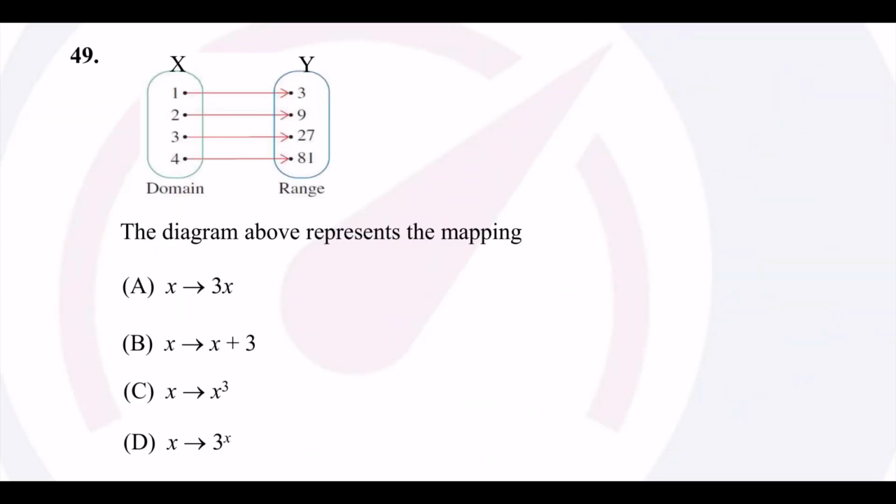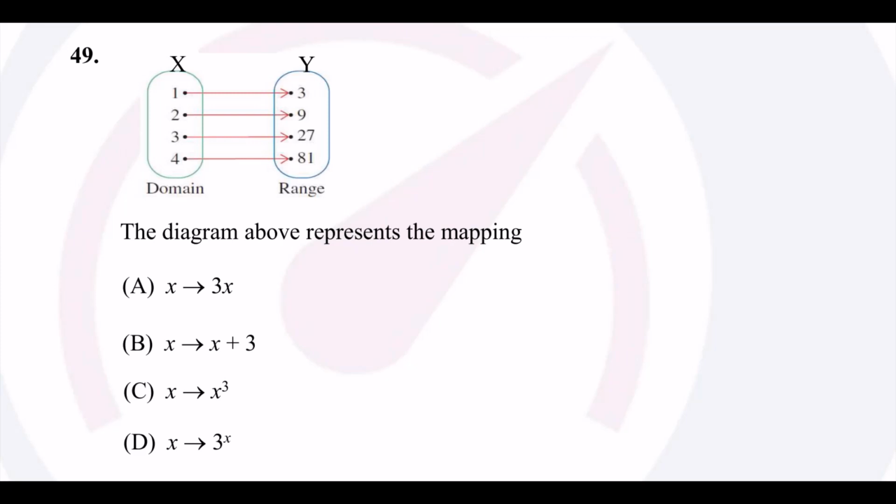Question 49, the diagram above represents the mapping. So we can just test our answers to easily find it instead of trying to figure it out at the same time. Just because we have the answers here, we can easily go ahead and test. So here's our x, here's our y. This diagram above represents the mapping.